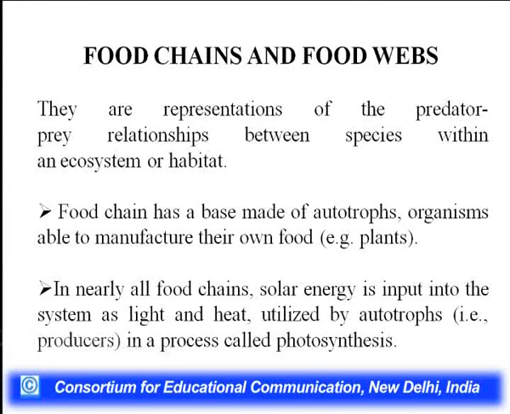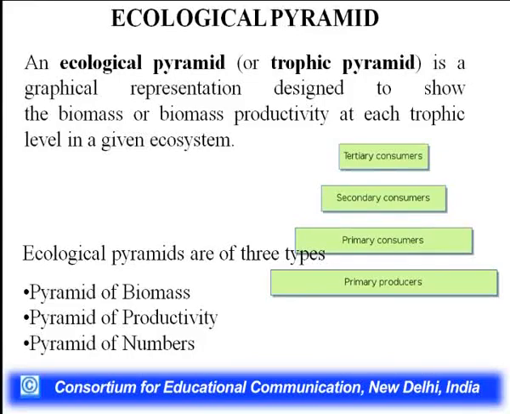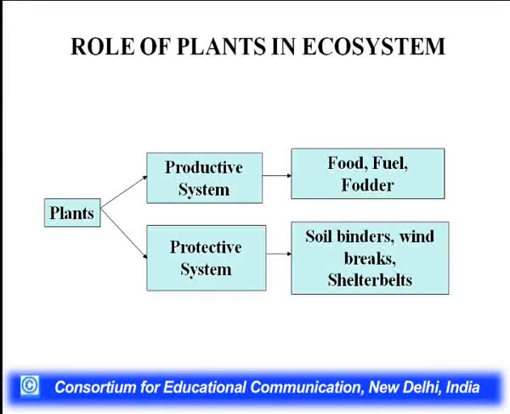Food chain has a basic node of autotrophs, organisms able to manufacture their own food. Plants, sunlight, in nearly all food chains, solar energy is a very important input, as you have seen. Then we have ecological pyramid, because starting from primary producer to primary consumers, secondary consumers, tertiary consumers, you know, pyramid of biomass, pyramid of productivity, pyramid of numbers.